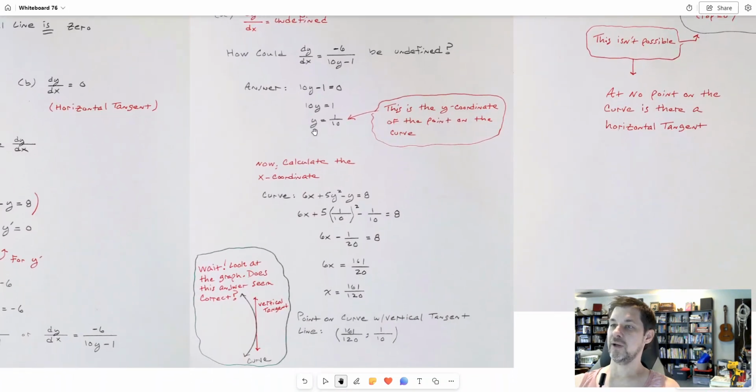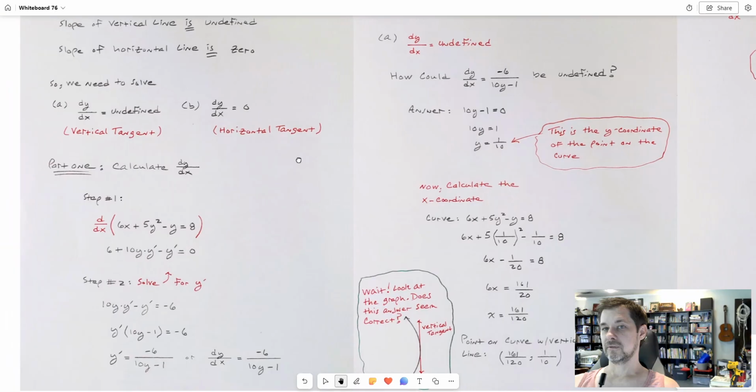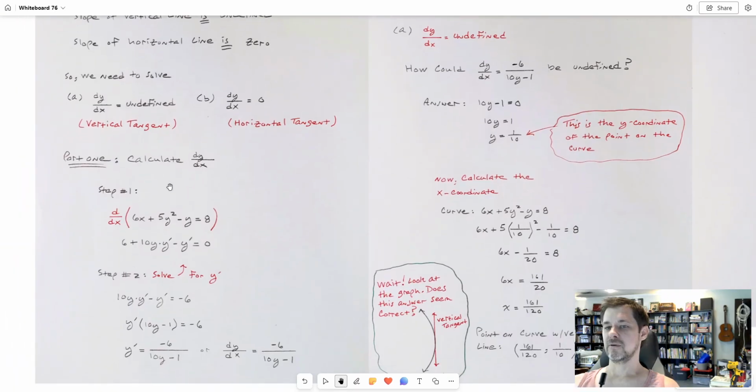So I see it like this. Okay, I know where the tangent line is vertical. The point where that happens has a y coordinate of 1 over 10. So I'll calculate the x coordinate, and then I'll have both parts of the point. But what do you think we would use to find the x coordinate? Would we use the derivative, or would we use the original equation for the curve?